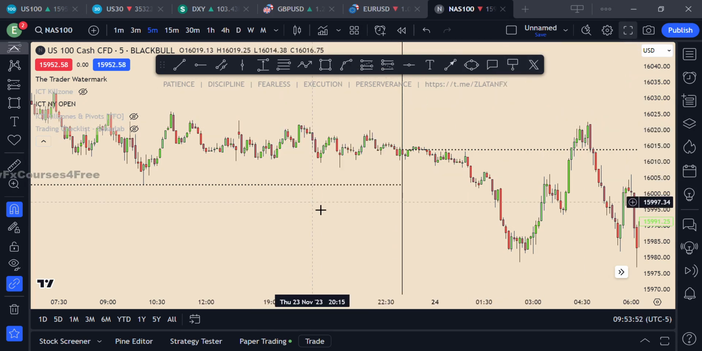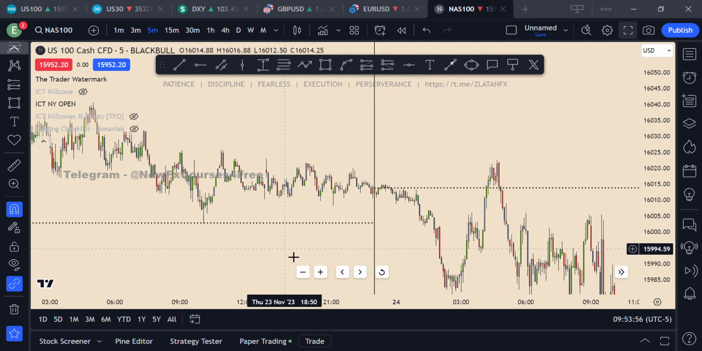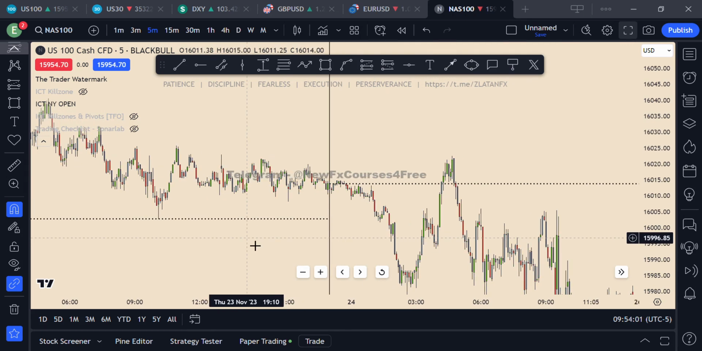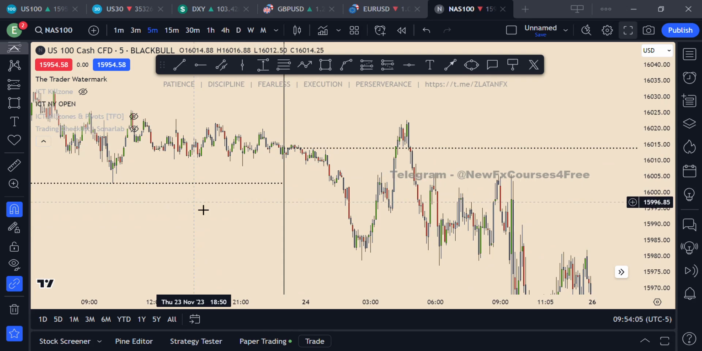Now this model can also be used for your market maker sell model and buy model, but you don't want to overcomplicate things, you understand?